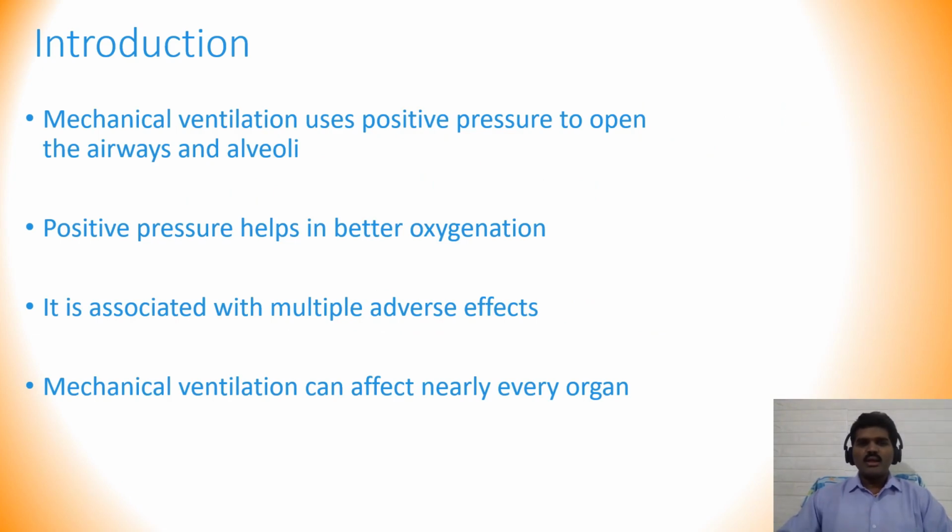Mechanical ventilation uses positive pressure to open the airways and also keep the alveoli in an open state. Positive pressure helps in better oxygenation by keeping the alveoli in an open position and also distributing the gas evenly, so that the VQ mismatch can be taken care of. But it is associated with multiple adverse effects, mostly due to the mechanics. Mechanical ventilation can affect nearly every organ in the body, but the lungs are the most frequently affected organs.